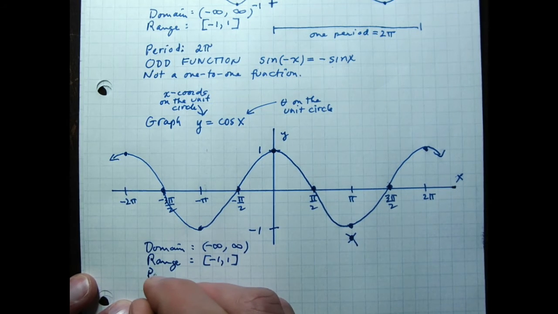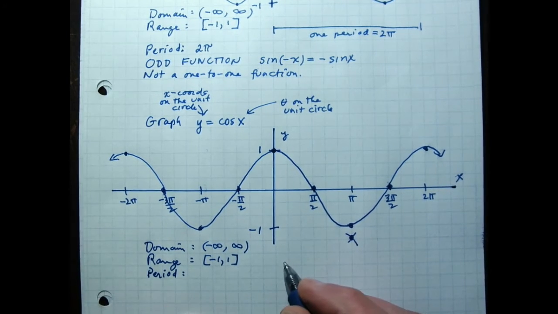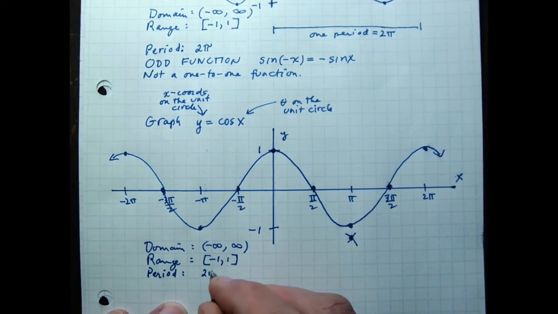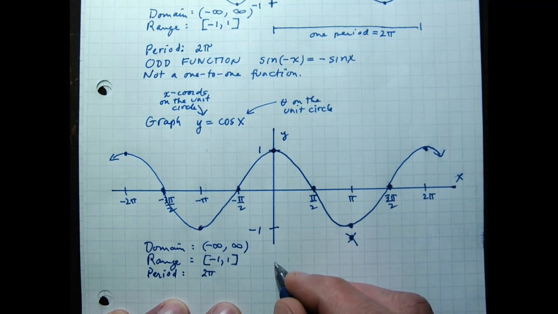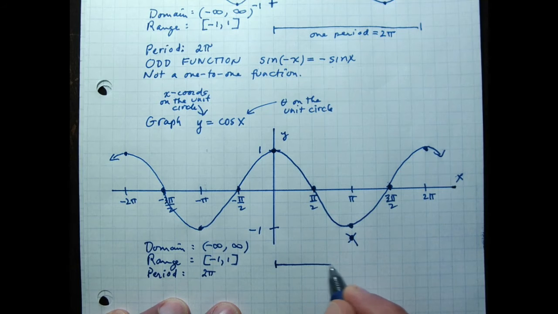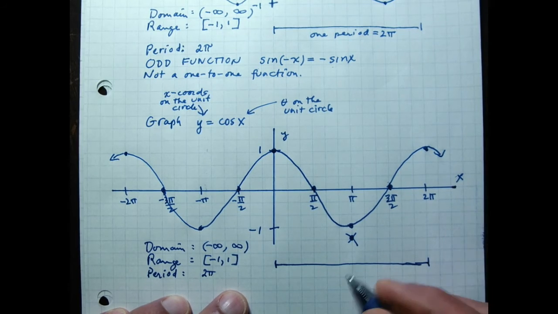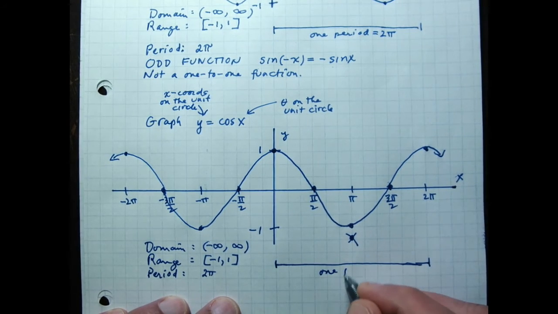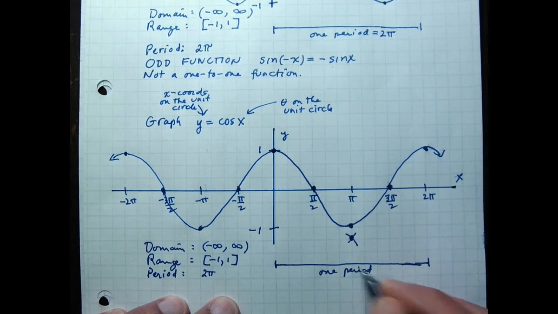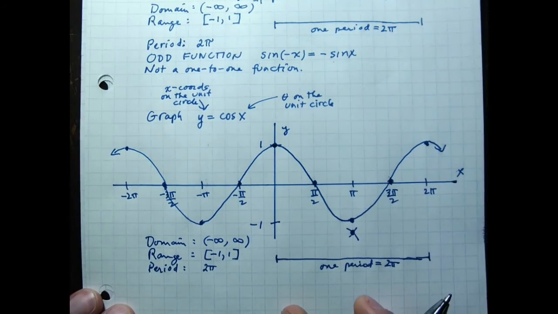The period is the same, 2 pi. We often think of a period of cosine as starting from 0. And again, the idea is, when does the graph start to repeat itself? It starts to repeat itself after we've gone one full time around the unit circle, which corresponds to when we've gone 2 pi radians.